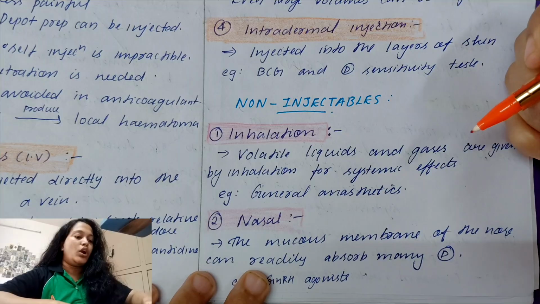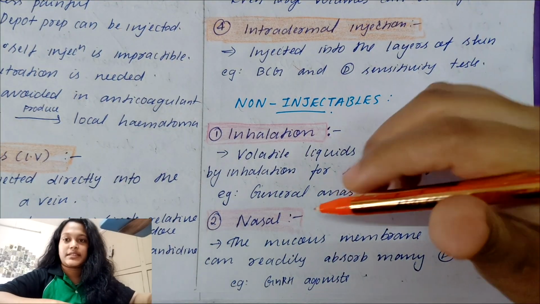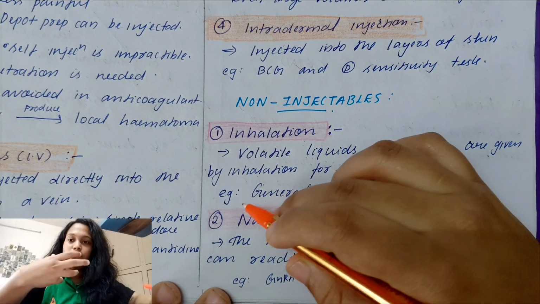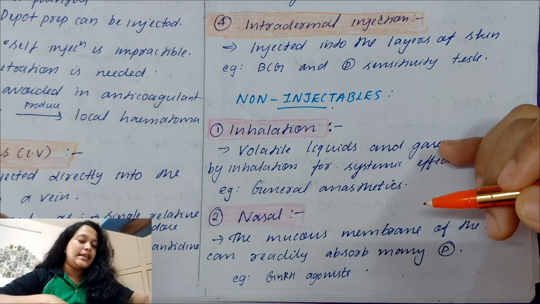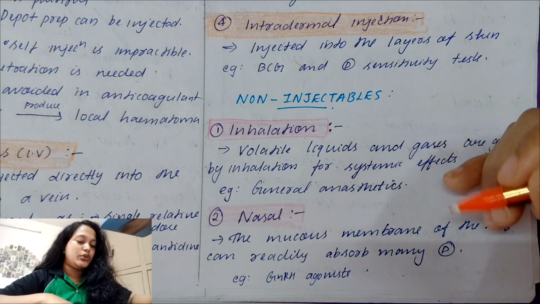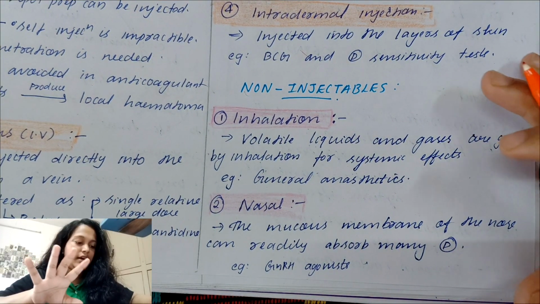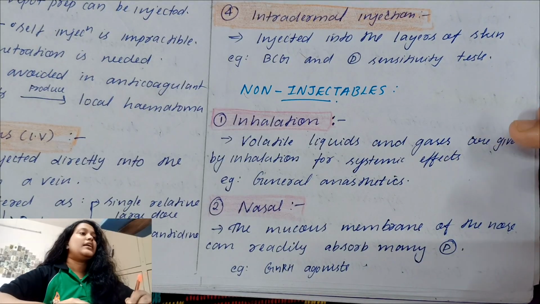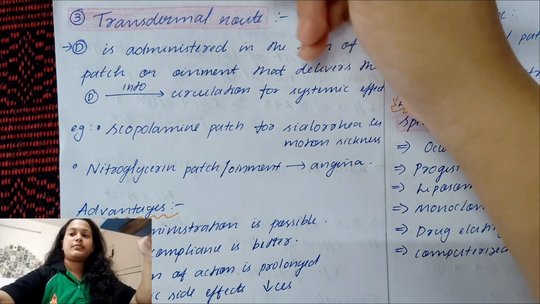Volatile liquids and gases are given by inhalation for systemic effects, for example general anesthetics. Nasal: the mucous membrane of the nose can readily absorb many drugs, for example GnRH agonist.